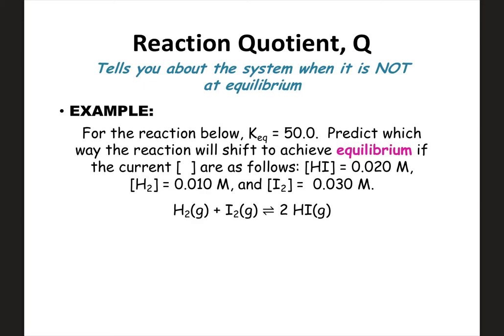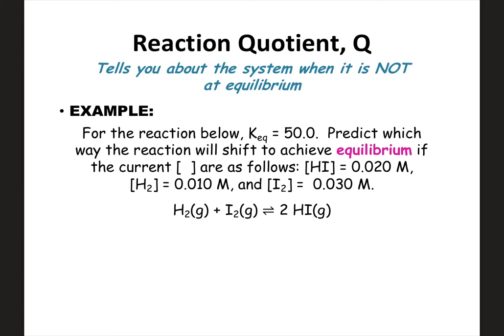Let's look at an example here involving this idea of Q. It says, for the reaction below, KEQ equals 50. Predict which way the reaction will shift to achieve equilibrium if the current concentrations are as follows. The first thing to take note of here is they're just giving you concentrations. They did not tell you that these concentrations are at equilibrium, right? So you don't have equilibrium concentrations. You can't just plug them into KEQ. We want to know which way the reaction is going to shift in order to achieve equilibrium given these concentrations that aren't at equilibrium.